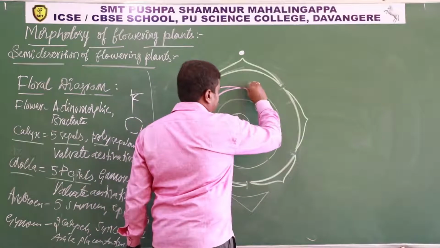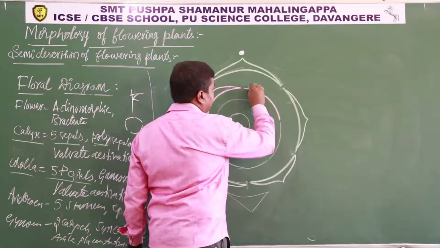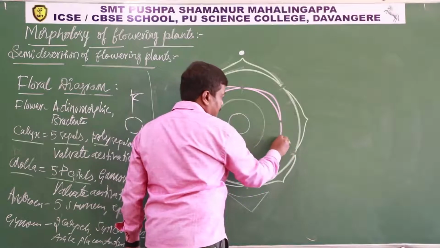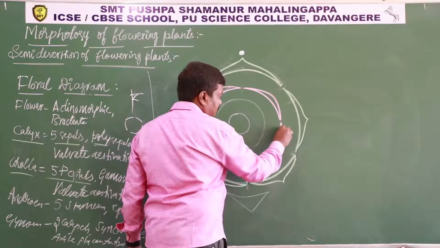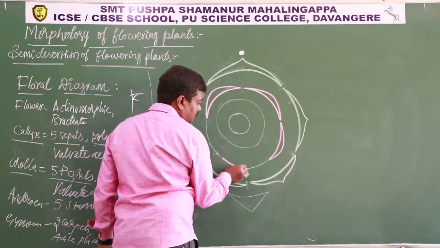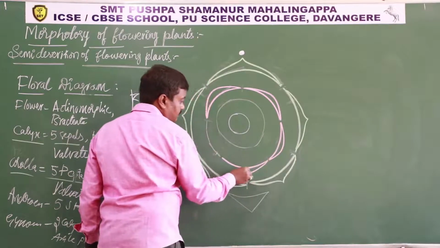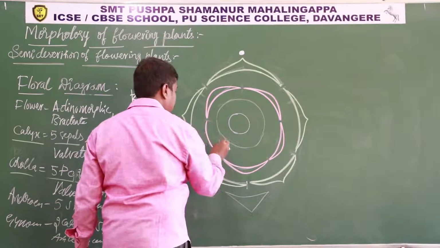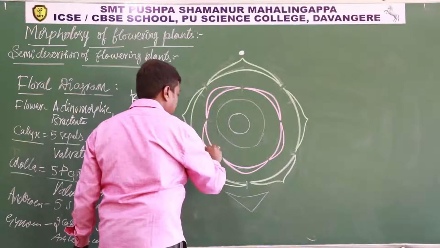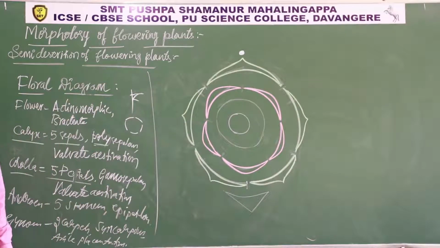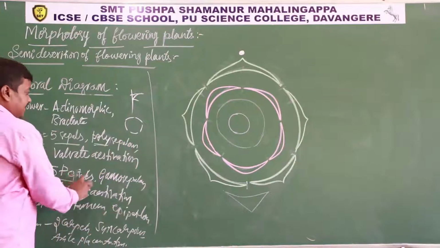So petal character should be like this. So this is the petal. Okay, so this is how you need to write the petals. Okay, so 5 petals ಆಯಿತು.